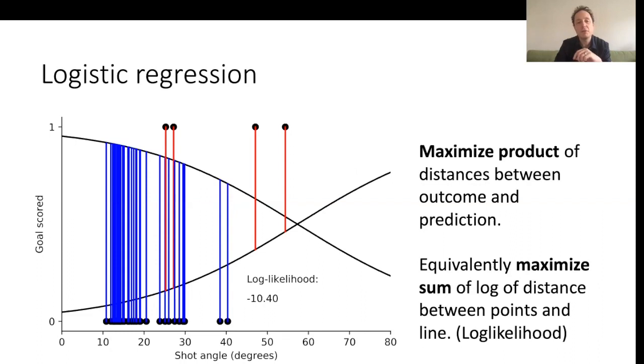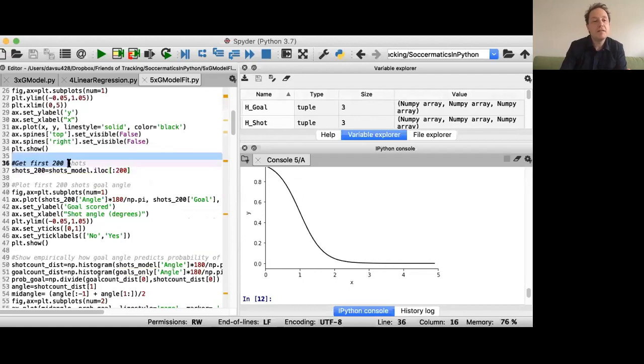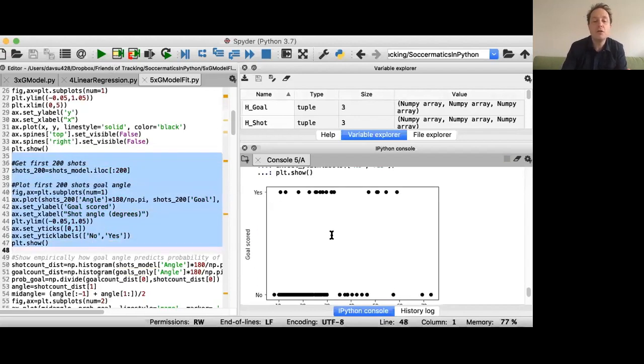Okay, so I'll just reinforce this by going back into Python and showing you some code which makes these various plots. And I think really you need to play around with this for yourself in order to get an understanding of exactly what the fitting procedure is in this case. So to give you a better idea, inside Python, I'll just start by plotting the first 200 shots in the data set, and this is the data set for the English League.